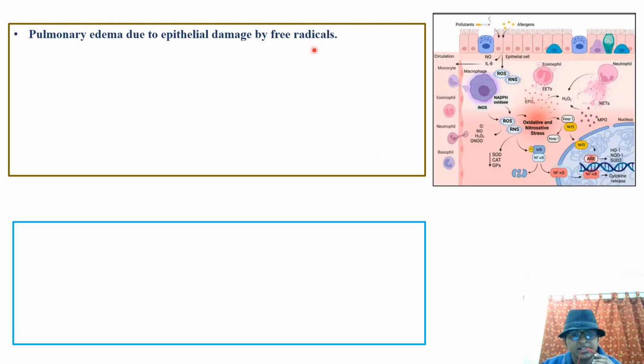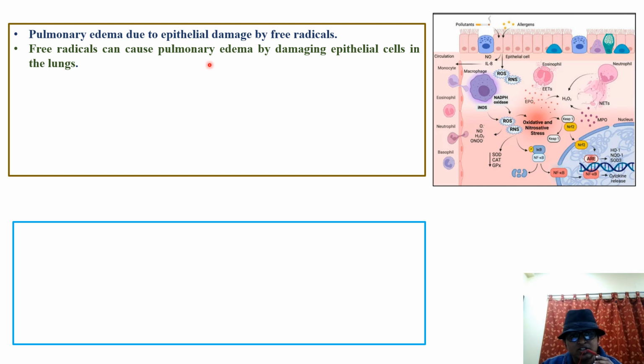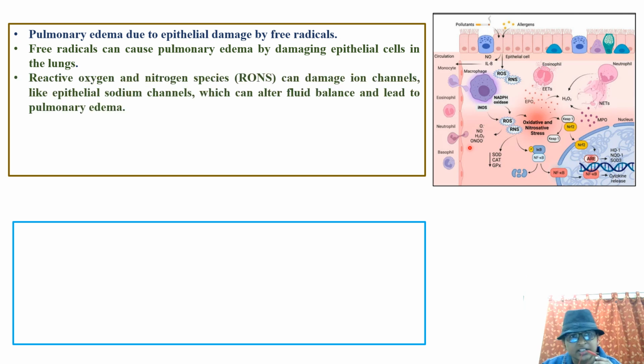Pulmonary edema due to epithelial damage by free radicals. Okay, free radicals can cause pulmonary edema by damaging epithelial cells in the lungs. These are the epithelial layer. These are typical lung cells. Reactive oxygen or nitrogen species can damage ion channels like the epithelial sodium channel. Thus, it can alter fluid balance and lead to pulmonary edema.